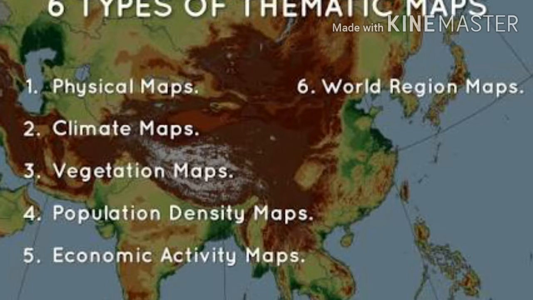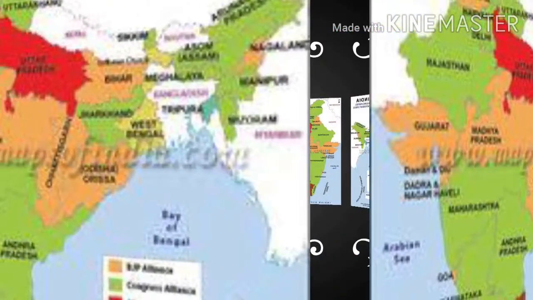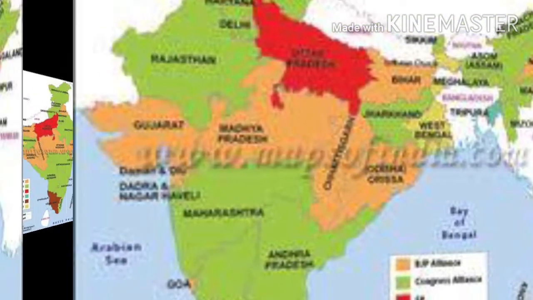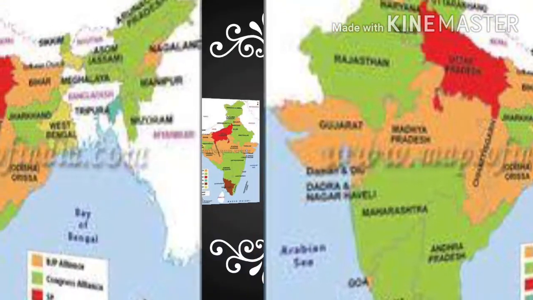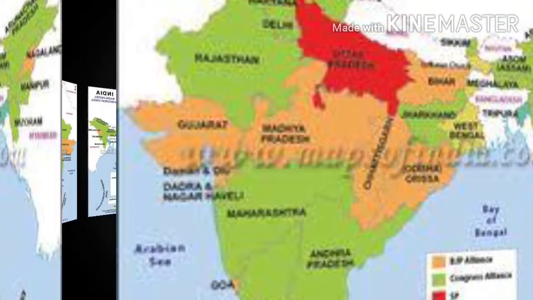Thematic maps we can see in 6 types: physical map, climatic map, vegetation map, population density map, economic activity map, world region map. So in a physical map, we can see the boundaries of the states or countries. Or we can see in a political map, mandals, districts, states, capitals of the countries, like that. That means in a thematic map, we can get the information regarding a particular aspect.